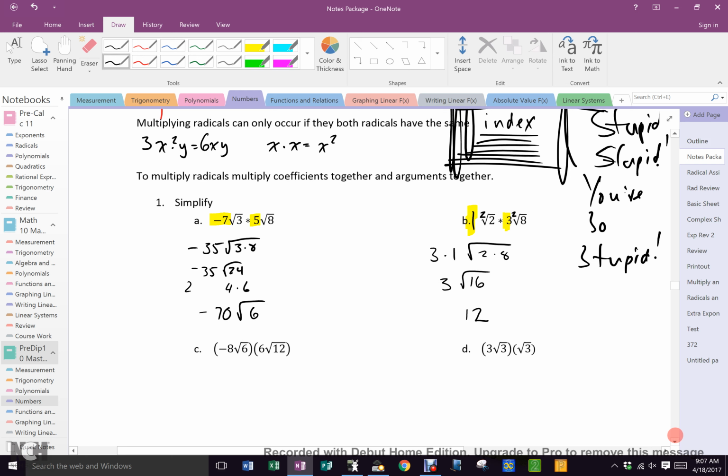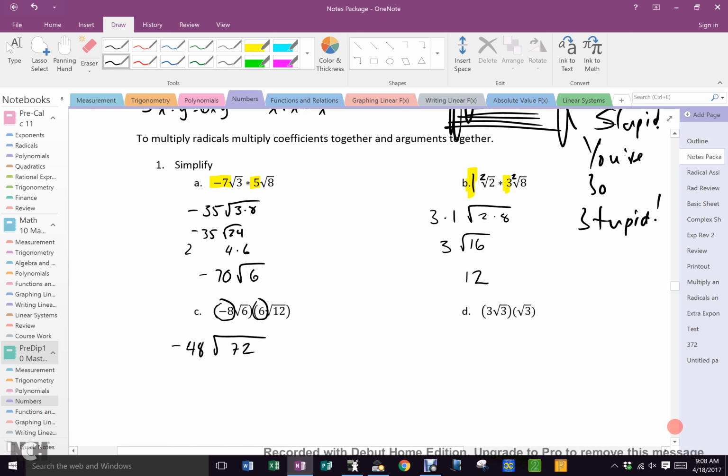All right. Let's have a look at C. Can I multiply C? Why? Because they have the same index. So, what do I do with 8 and 6? Multiply to get negative 48. And what do I do with 6 and 12? Multiply to get 72. Would I leave it like that?